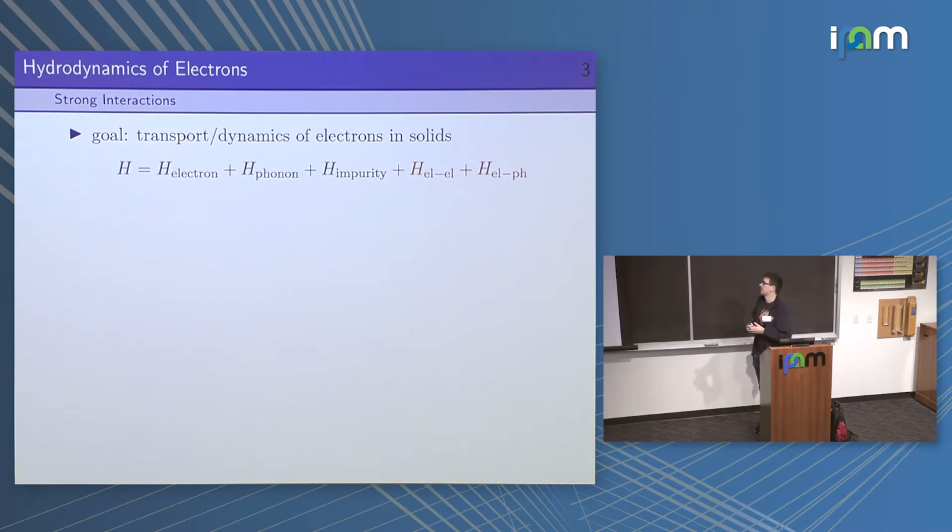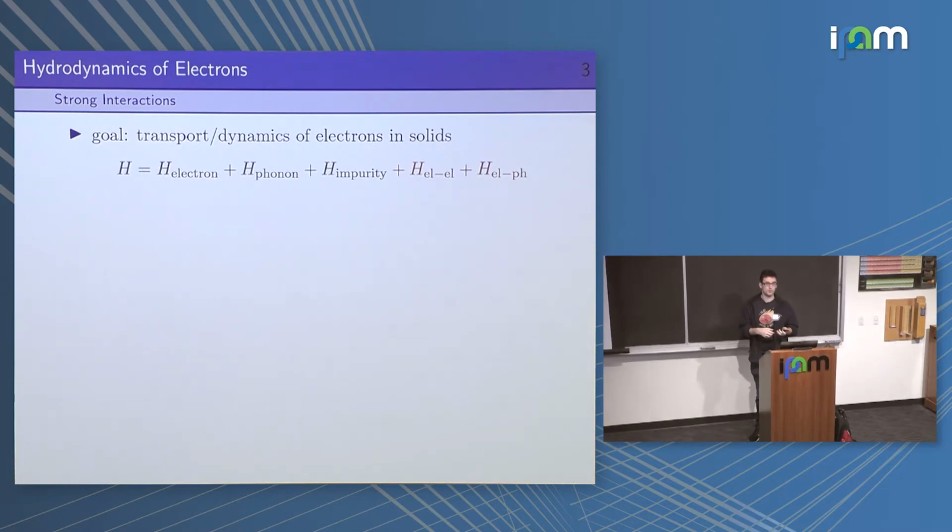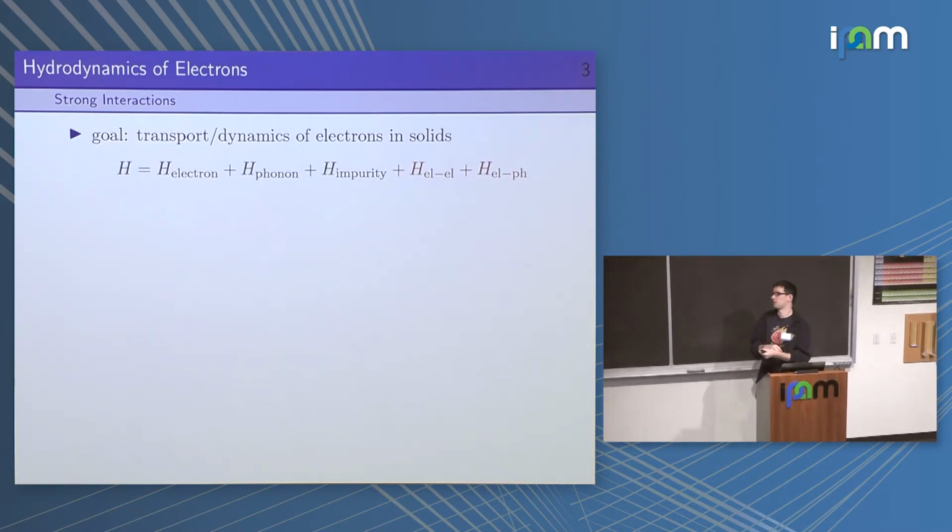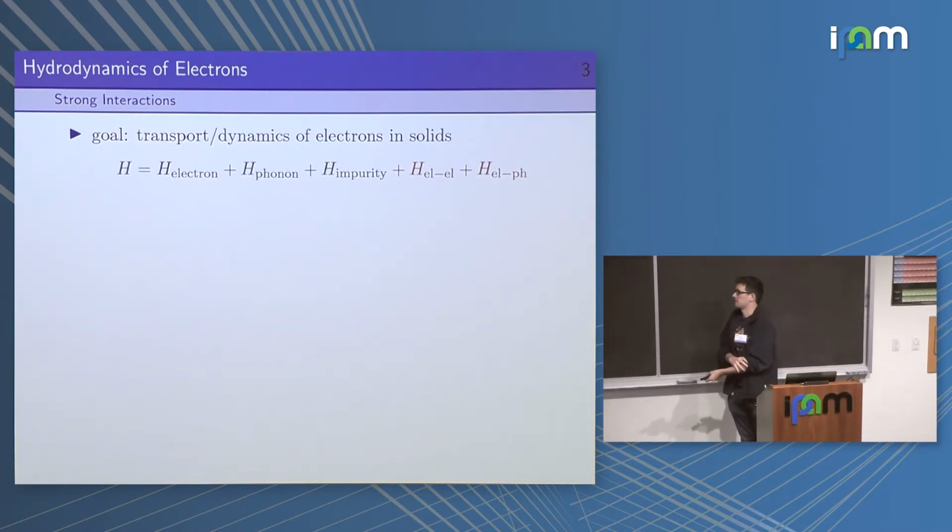Maybe before I talk about what we did in particular, I'll try to briefly motivate thinking about hydrodynamics of electrons as an interesting problem in solid-state physics. In some sense, the goal that we're after is not really hydrodynamics per se, but a better understanding of the transport properties and of dynamical properties more generally in interacting solids.